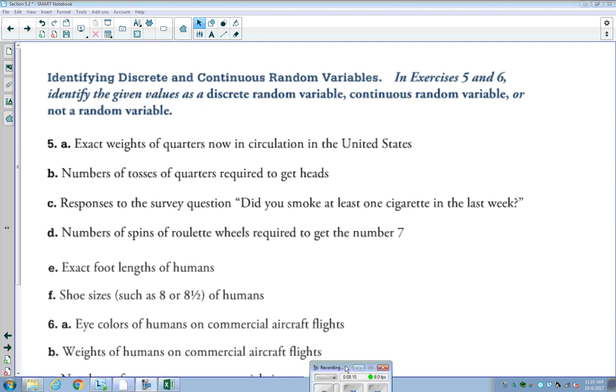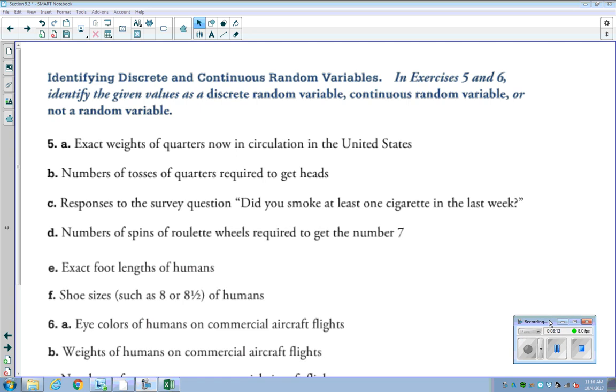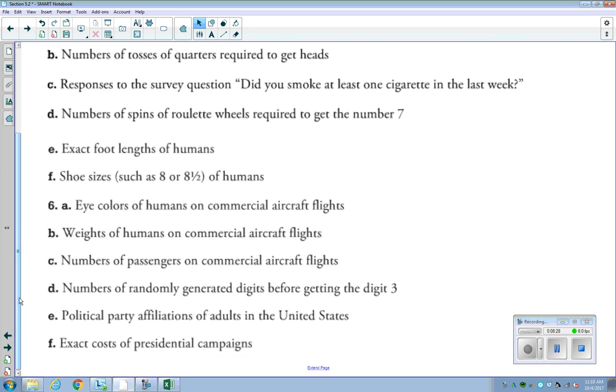Okay. How about number 6A, eye colors of humans on commercial aircraft flights? Not a random variable. Good. How about 6B? Weights of humans on commercial aircraft flights. Continuous. Excellent. Number of passengers. Discrete, because I can count how many passengers. We don't have a half of a passenger, right?